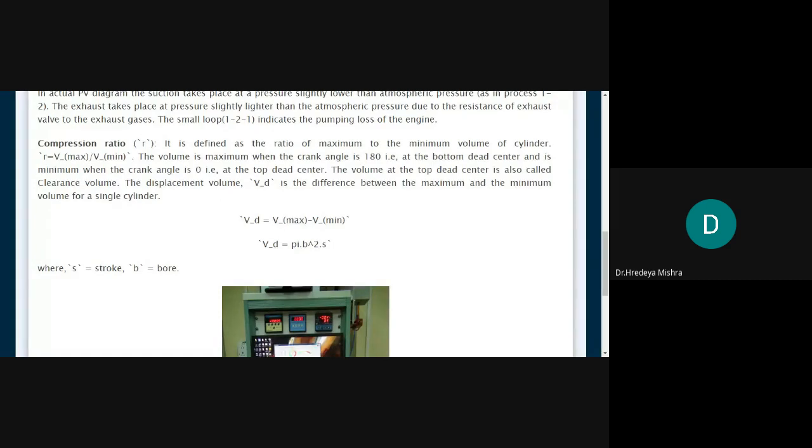The displacement volume Vd is the difference between the maximum and minimum volume for a single cylinder. Vd equals V max minus V min. What is the d here? d represents the volume difference. Vd is the volume difference, and it is given by pi into B to the power 2, where S is the stroke and B is the bore.